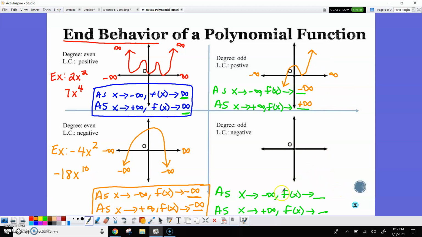Here, it's going to be the opposite. When x goes towards negative infinity, it's going to go to positive infinity. And when x goes to positive infinity, f of x will go towards negative infinity. And it's also easy to tell whether the leading coefficient is positive, because if you look at both the positives, what they have in common is that the right side of your graph will go towards positive infinity. And for your negative leading coefficients, the right side of your graph will go towards negative infinity. So that's the easy way to tell your end behavior of any polynomial function.